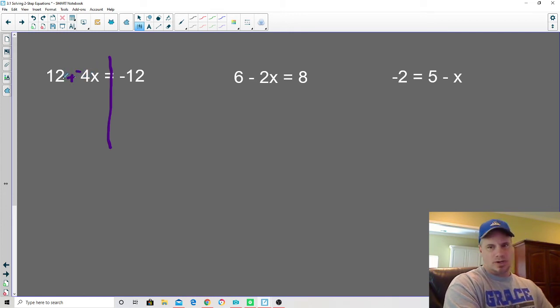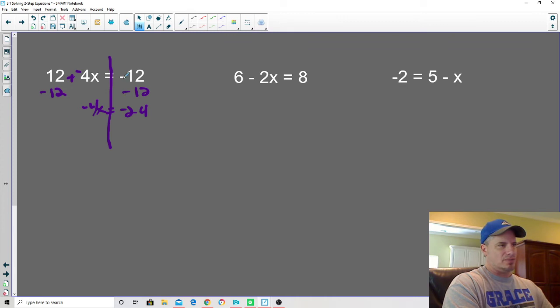Okay, I've got negative 4x and 12. I want to get rid of the 12 first because I can subtract to do that. Minus 12. Bring this down. That hasn't changed. Negative 4x. I've got a negative 12 and a negative 12. Same sign, sum. That's negative 24.